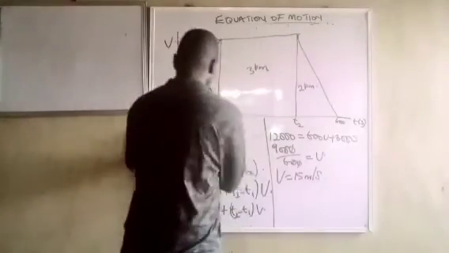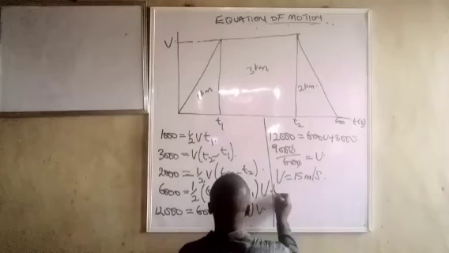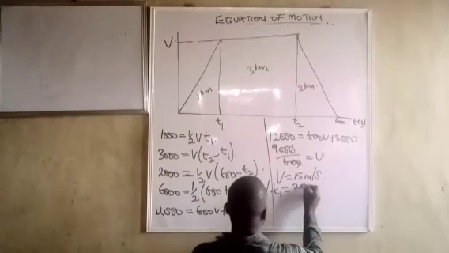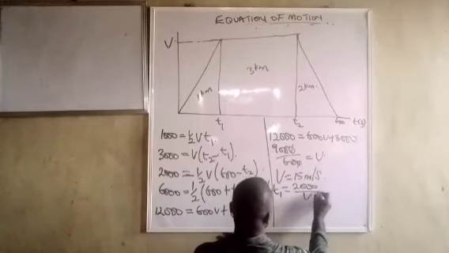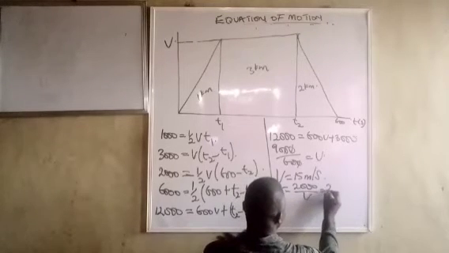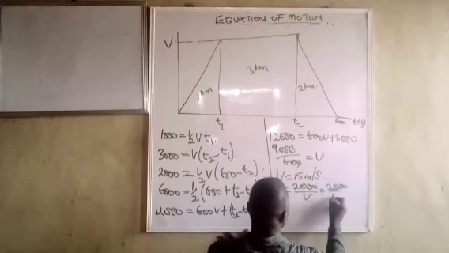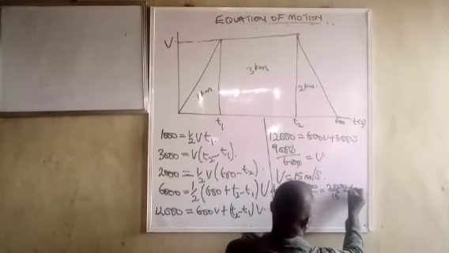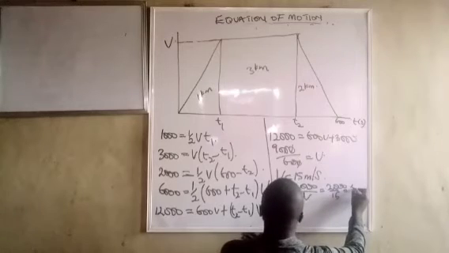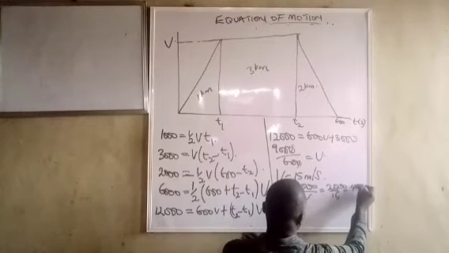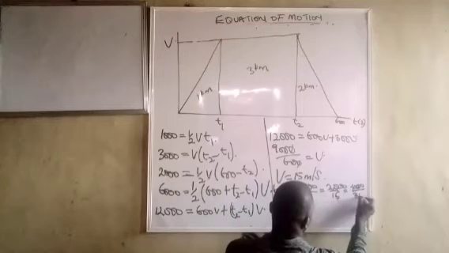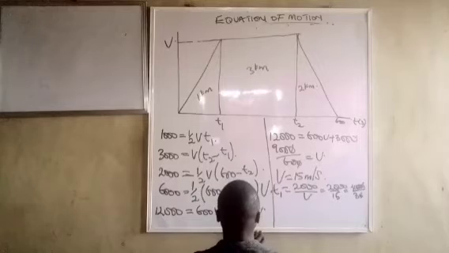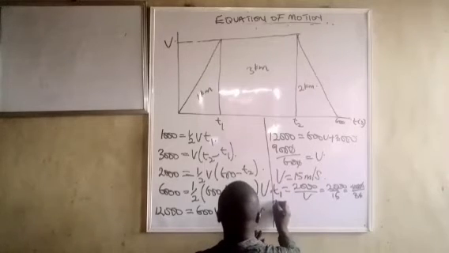So from here, T1 is equal to 2000 over V, which is 2000 over 15, and that will be 4000 over 30. That's 400 over 3. T2 minus T1.